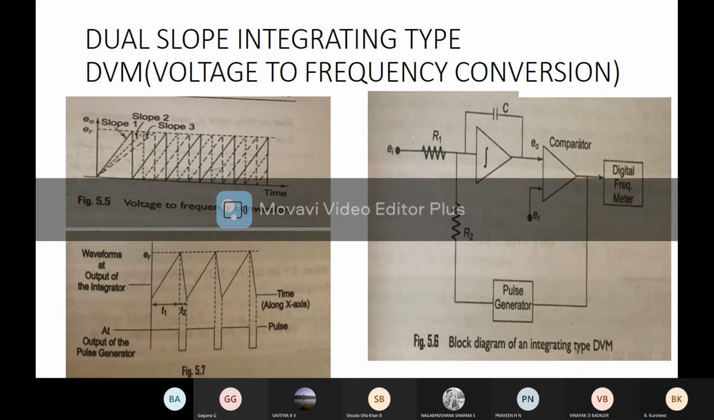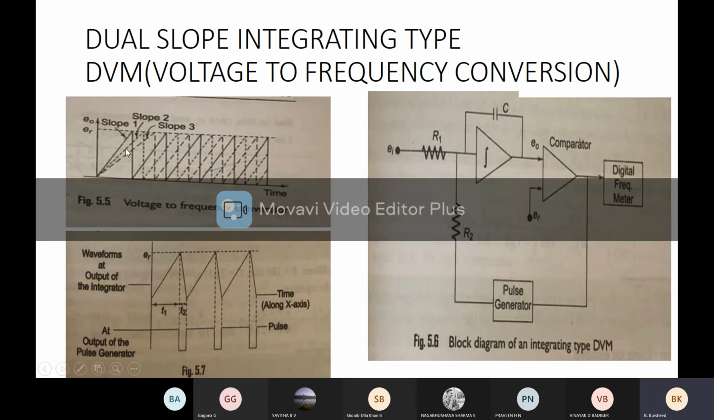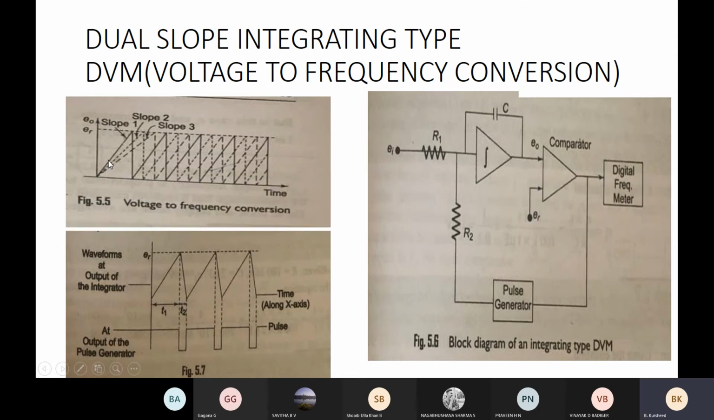Means what? When an input voltage EI is given, the capacitor will start to charge like this. This is ER, the constant reference value, Baba. Whereas this E0 is based on EI. This will go on increasing, while ER is constant. Based on the input voltage, it reaches ER. When it is lesser than ER, the output will be negative, but the capacitor will go on charging.